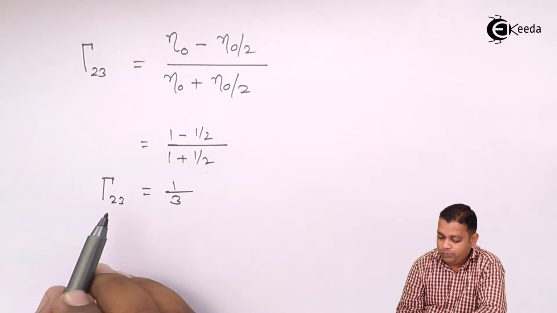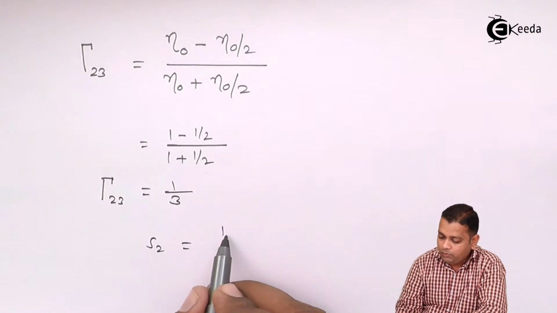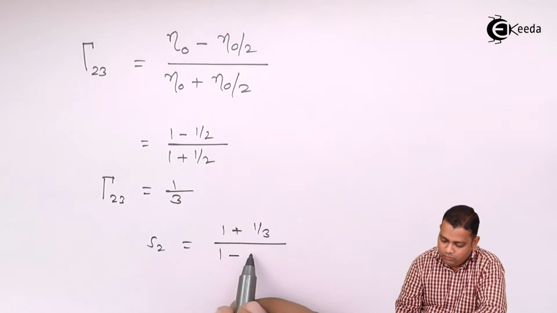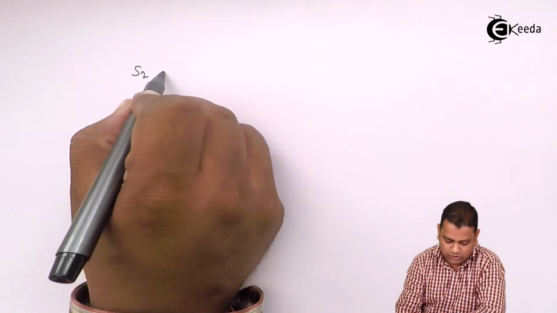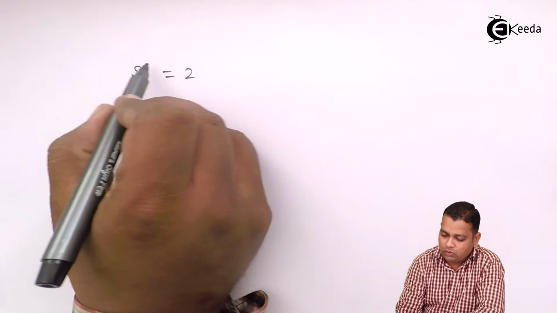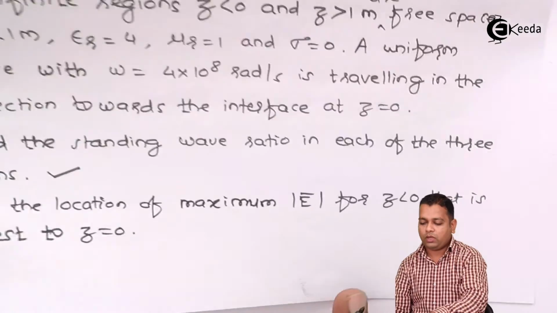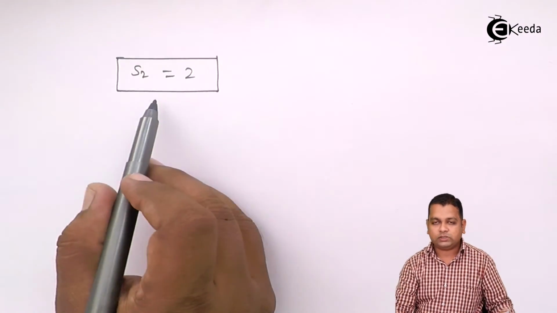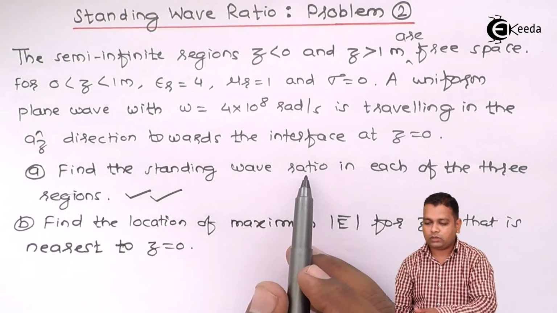Knowing the reflection coefficient, we can write the standing wave ratio S2 as 1 plus the magnitude of this reflection coefficient, 1 upon 3, divided by 1 minus again 1 upon 3. This calculation gives us S2, the standing wave ratio in region number 2, equal to 2. So for part A, we have calculated the standing wave ratio for region 2 also. Here is the answer, that is 2. Now we require the standing wave ratio for the third region.